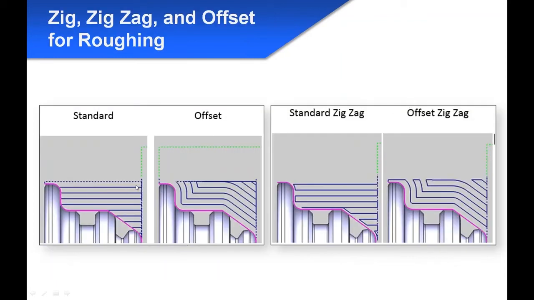We also added, normally you just have standard turning. We also added an offset that actually follows the contour of the shape. We added a standard zigzag back and forth, and then obviously zigzag for offset, so you can cut back and forth depending on your type of cut.